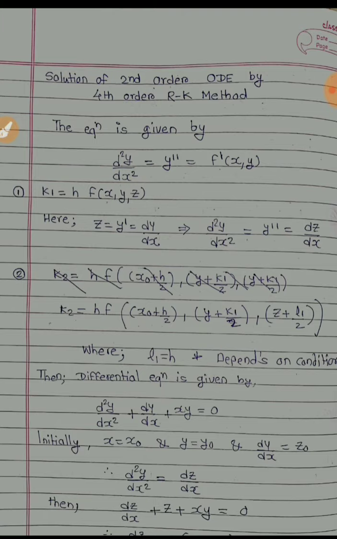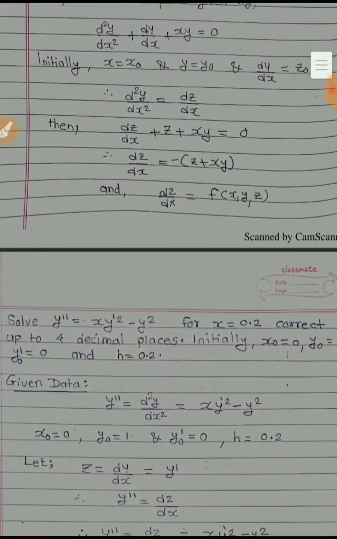This method is a little bit complicated, but still I have tried explaining it. If you go through the previous video, where I shared the solution of first order ODE by fourth order RK method, and if you understand that, then only you can identify the differences between the previous method and this one, that is, the solution of first order ODE and the solution of second order ODE. Once you understand that difference, then it will be very easy for you to use this method.